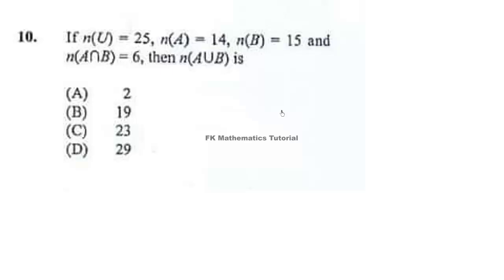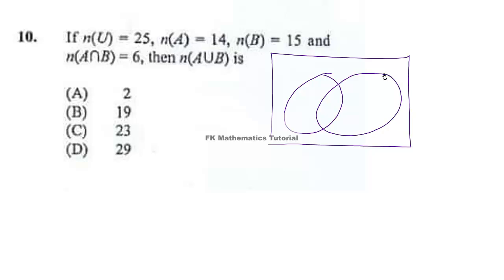If the number of elements in the universal set is 25, the number of elements in set A is 14, the number of elements in set B is 15, and the number of elements in A intersection B is 6. Then the number of elements in A union B is. So we have a set A and B. Then we have the universal set here. They were all given. The intersection is here, A intersection B. Now what we need to find is A union B.